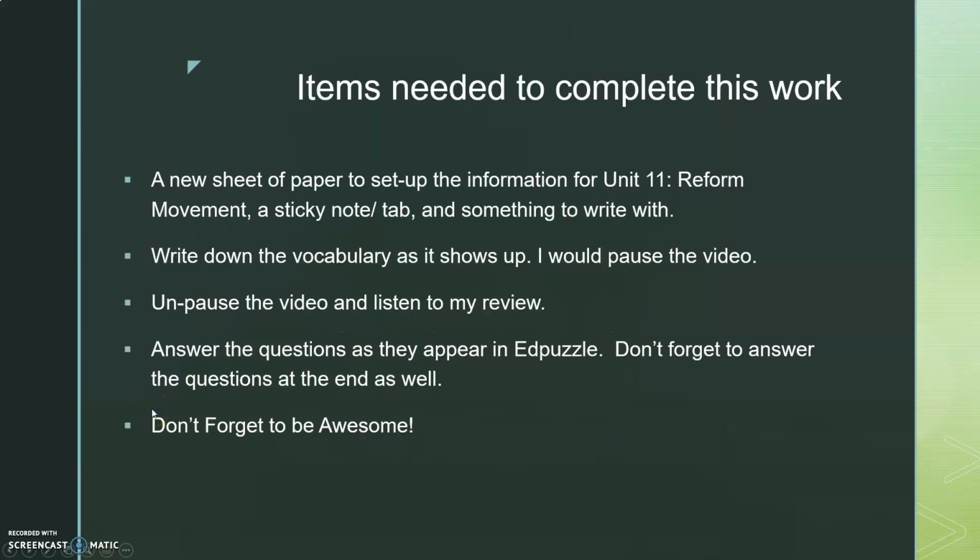So, a few things to make sure that you know what you need to do. You need a new sheet of paper to set up the information for Unit 11, like we traditionally do at the beginning of every unit in my classroom. For example, title it the Reform Movement. You will also need a sticky note or tab so that you can keep yourself organized, and of course something to write with. Please write down the vocabulary and standards as they show up.